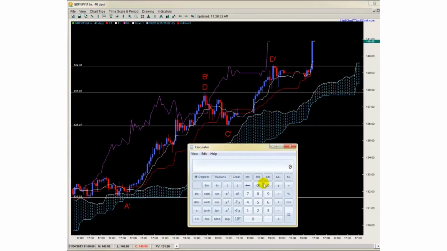So subtract A from B. Our B is 137.86 minus 131.63, which is 6.23, and we add it to B, 137.86, and we get 144.09. So 142.10 or 144.09, depending upon the two calculations.